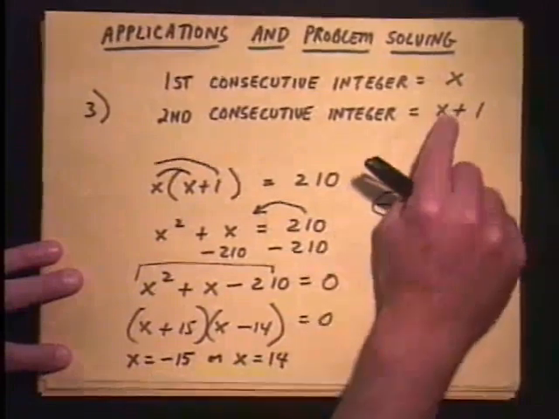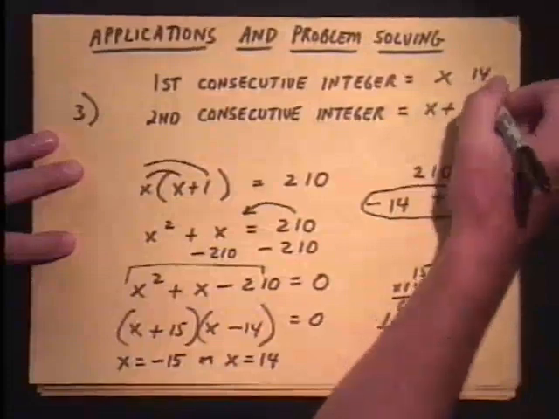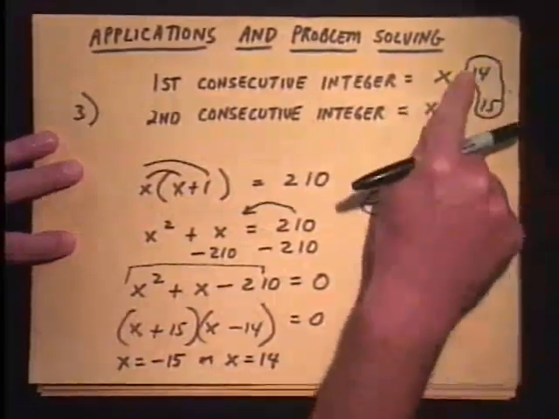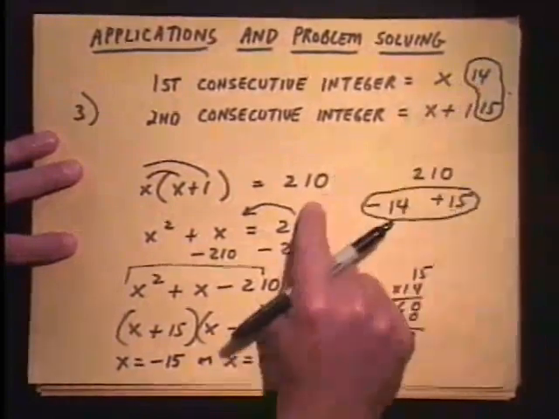Take each answer and plug it back up here. So if x is 14, x plus 1 would be 15. That would be one set of answers right there, 14 and 15. Those are consecutive integers. If you multiply them, you get 210.